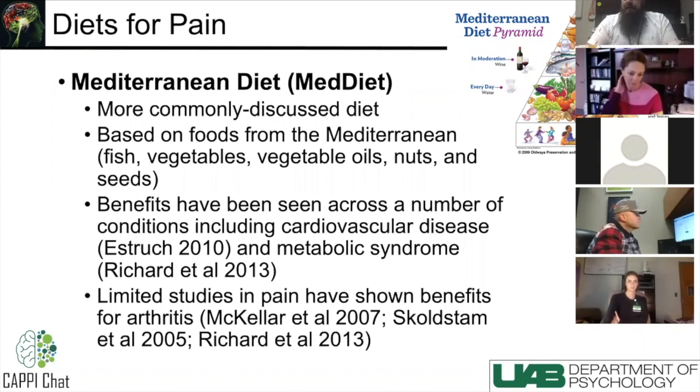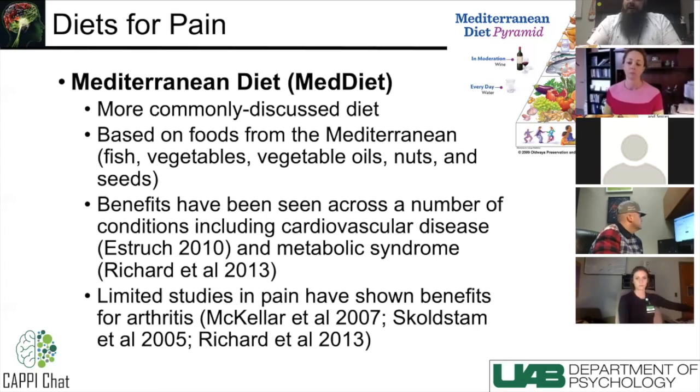So this is a very commonly discussed diet because of all of the work that has been done with a number of different conditions, specifically cardiovascular disease. This is based on foods that are often consumed in the Mediterranean. And the idea is that in the Mediterranean, the levels of cardiovascular disease and obesity tend to be lower. And so eating those type of foods may have something to do with that. So this diet tends to be very high in fish, vegetables, vegetable oils, nuts, and seeds. There's a ton of data looking at cardiovascular disease and metabolic syndrome with the Mediterranean diet, and they do seem to be very, very good at that.